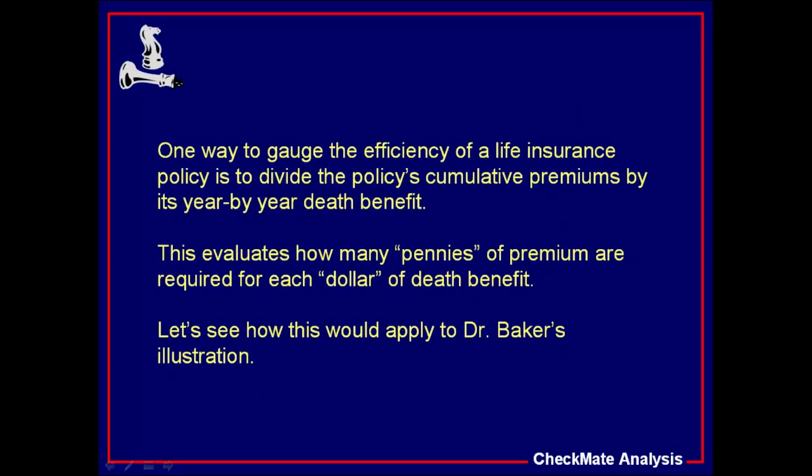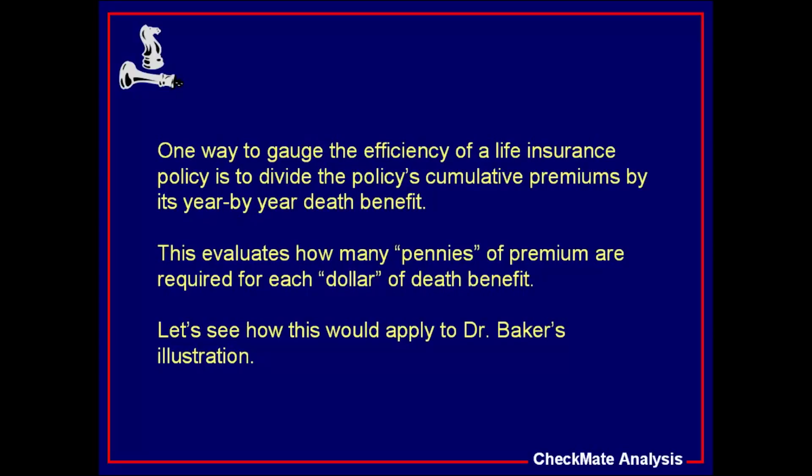One way to gauge the efficiency of life insurance, particularly its death benefit, is to divide the policy's cumulative premiums by the year-by-year death benefit. This evaluates how many pennies of premium are required for each dollar of death benefit. This was Ben Feldman's, the great New York Life salesman, one of his great ideas. Dollars of benefits for pennies of cost is a unique view of the life insurance death benefit.